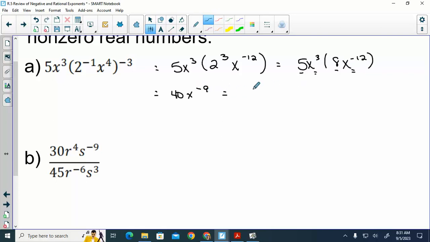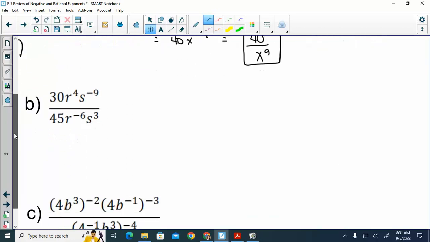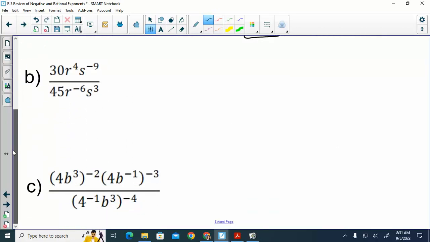And then final step. So that x to the negative 9 would move down. So you have 40 over x to the 9. You guys try B. And if you get done, you can try C. If you get stuck, C is a little more complicated, so we can go through that together if we get stuck.